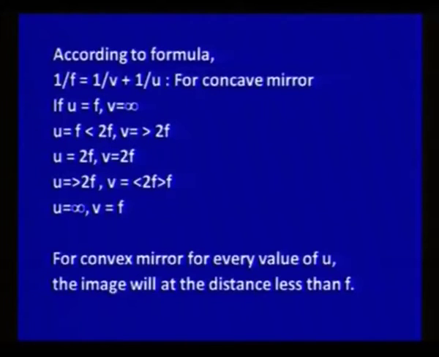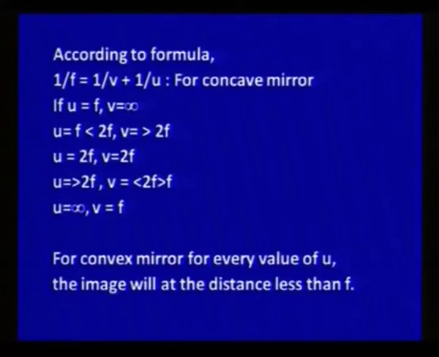If we put u equal to f in a concave mirror, then v will be equal to infinity; the image will be formed at infinity. If the object distance u is greater than f but less than 2f, then the image will be formed beyond 2f, that is beyond the center of curvature. If u is equal to 2f, that is the center of curvature, then the image will also form at 2f, at the center of curvature.